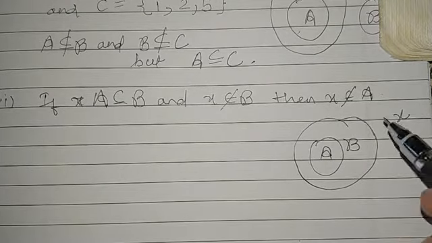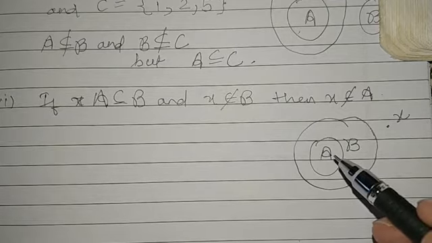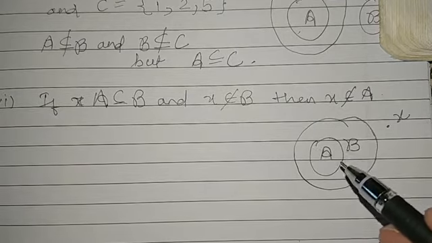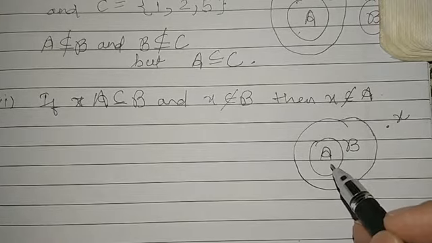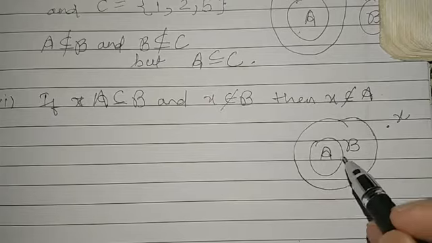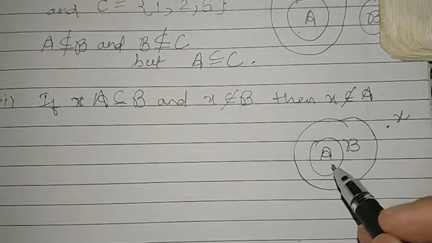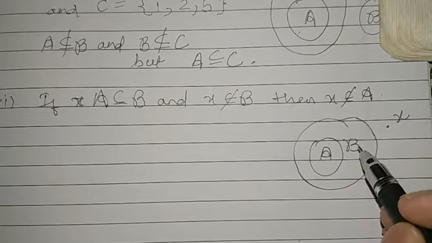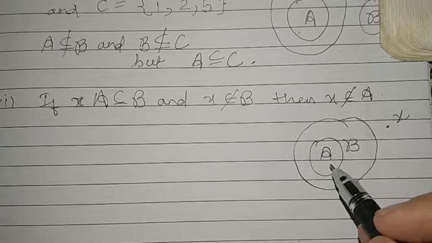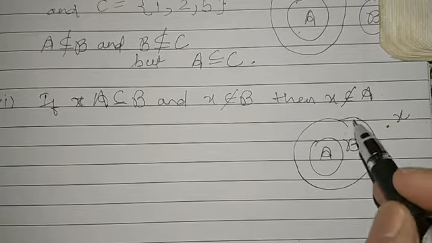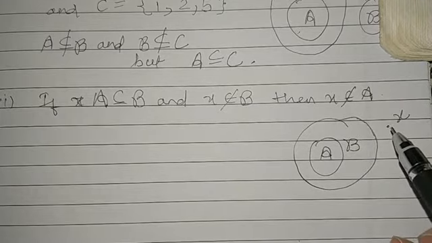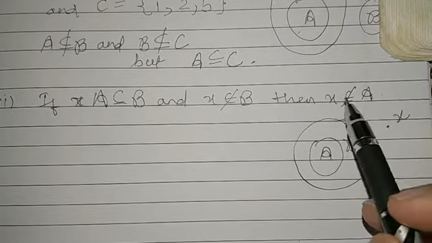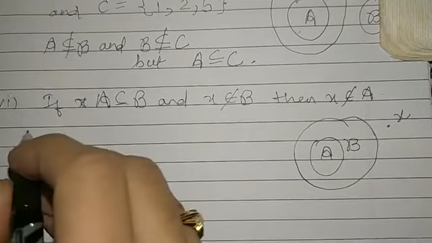See, if x is outside the set B, it cannot belong to A. If it belongs to A, then the element x will also belong to the set B, because A is a subset of B. So every element of A is an element of B. So if x belongs to A, then it will also belong to B, but that is not true, because x doesn't belong to B. So if x is outside B, then x will not belong to A. So this statement is true.